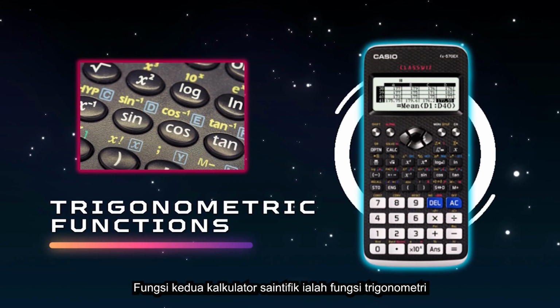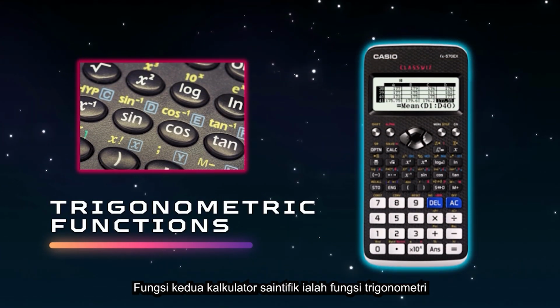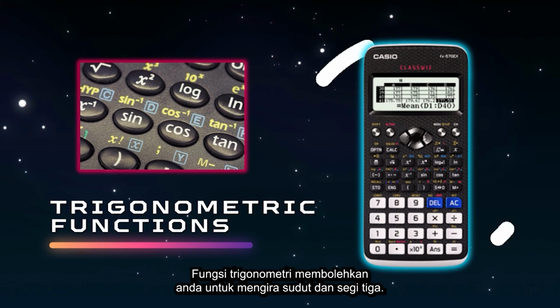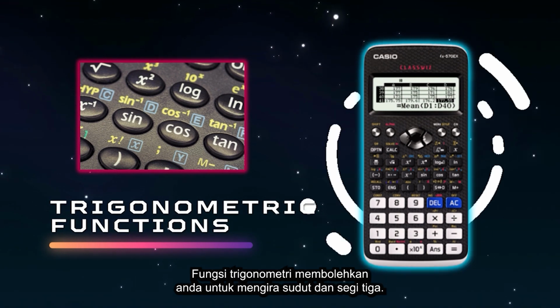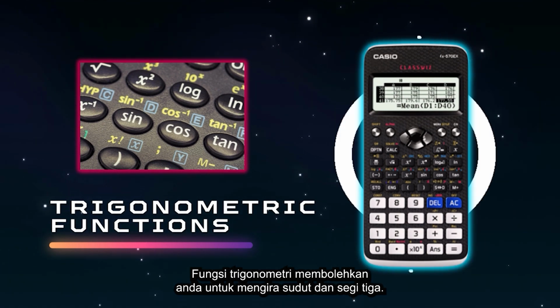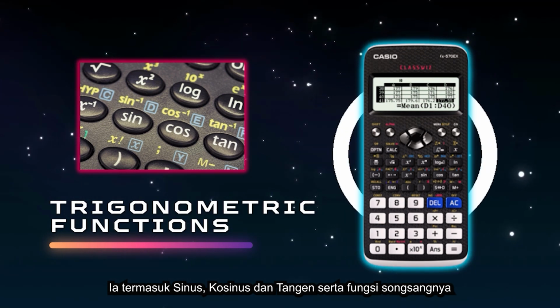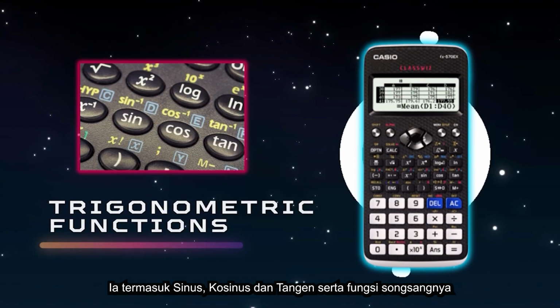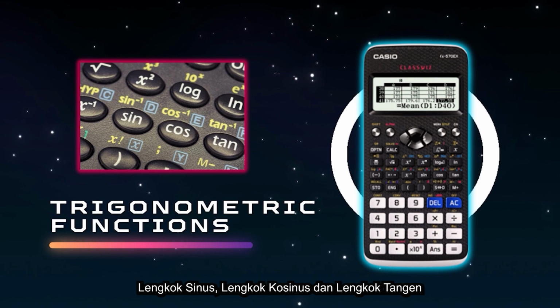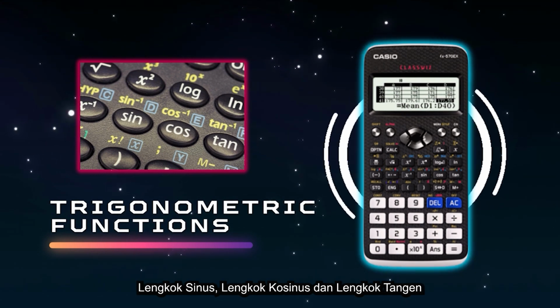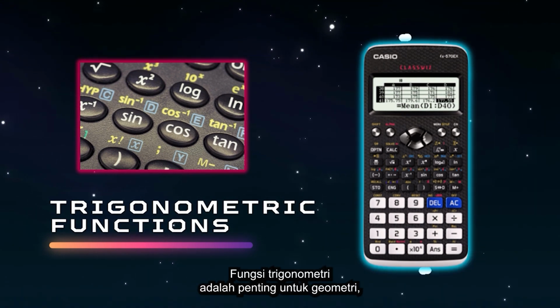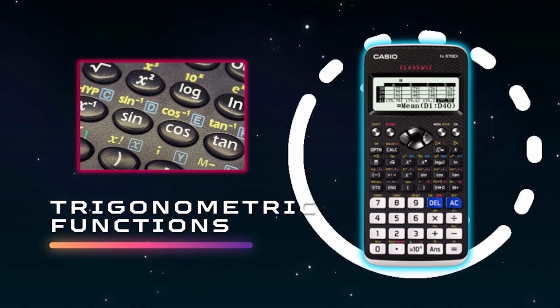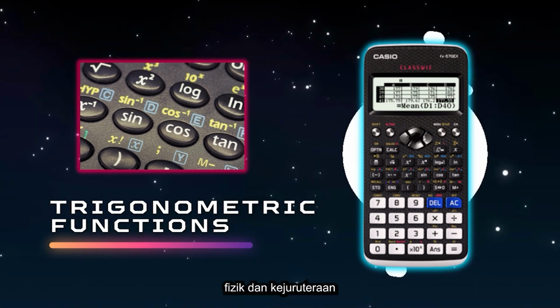The second function of a scientific calculator is the trigonometric function. The trigonometric function enables you to work with angles and triangles. They include sine, cosine and tangent, as well as their inverse functions, arcsine, arccosine and arctangent. Trigonometric functions are crucial for geometry, physics and engineering applications.